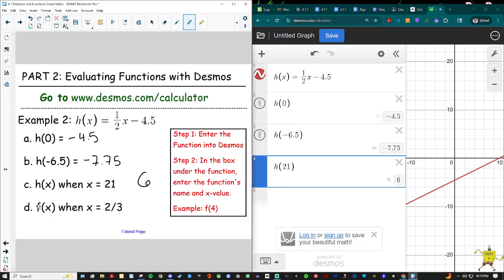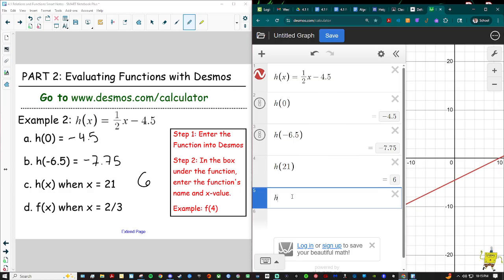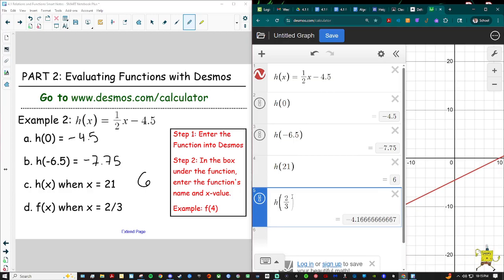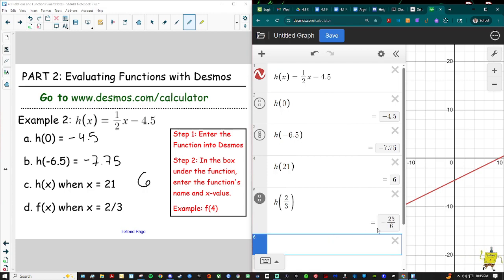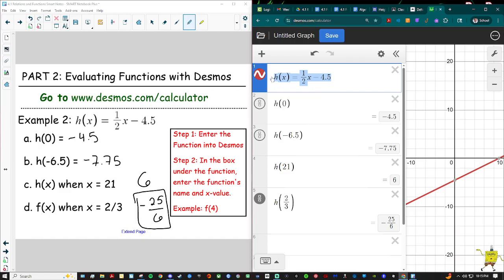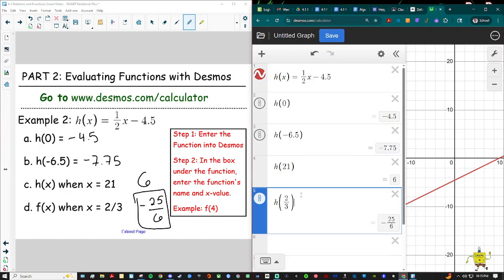And what is, this should say h. What is h of x when x is 2/3? h of 2/3. Here's an example where we can't write a repeating number, so we can turn that one into a fraction. We get negative 25/6. We don't want to write a repeating decimal. And that's it. That's how you evaluate using Desmos, okay? Type in your function, make sure it's typed in correctly, and then answer your questions. And just look out for, sometimes they like to ask it in a slightly different way.